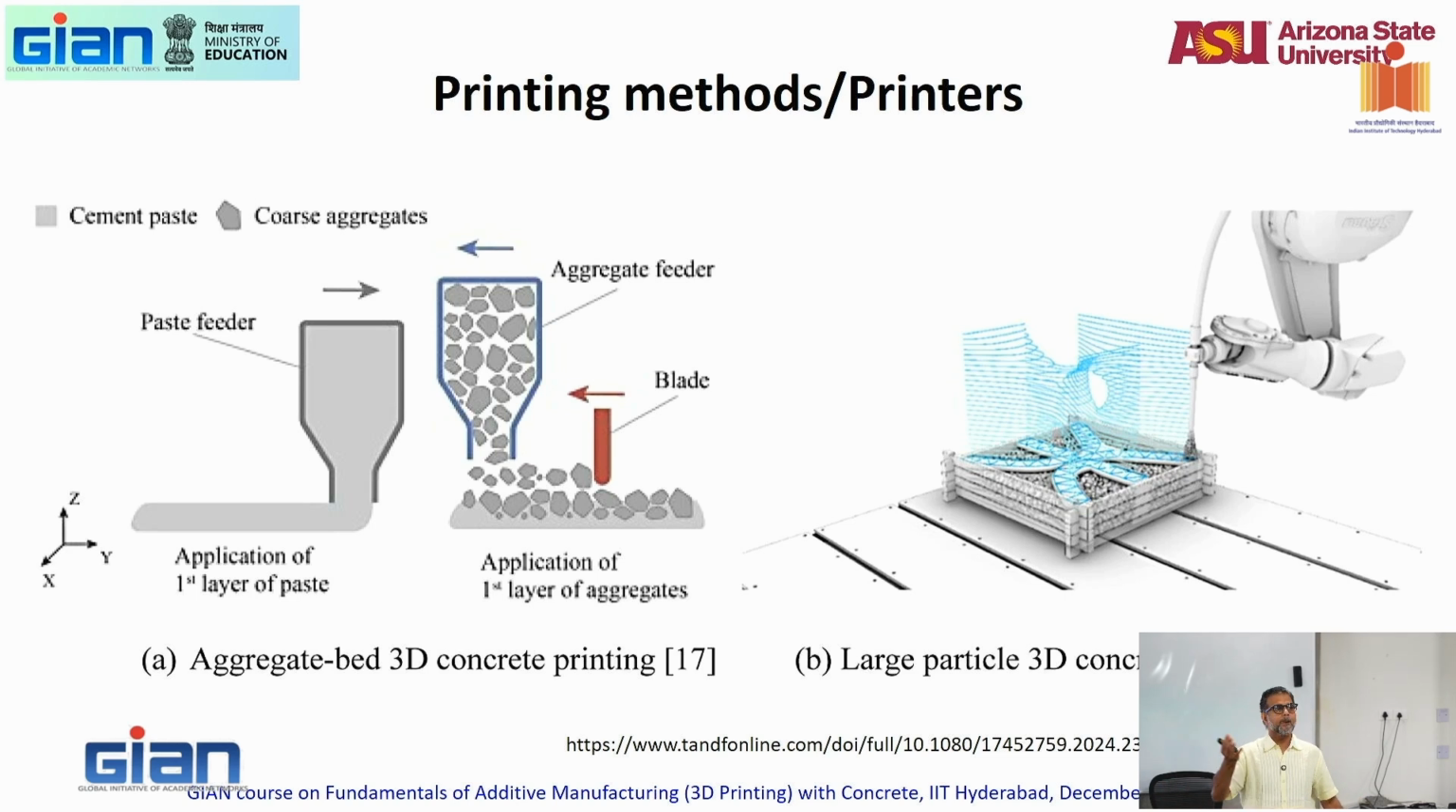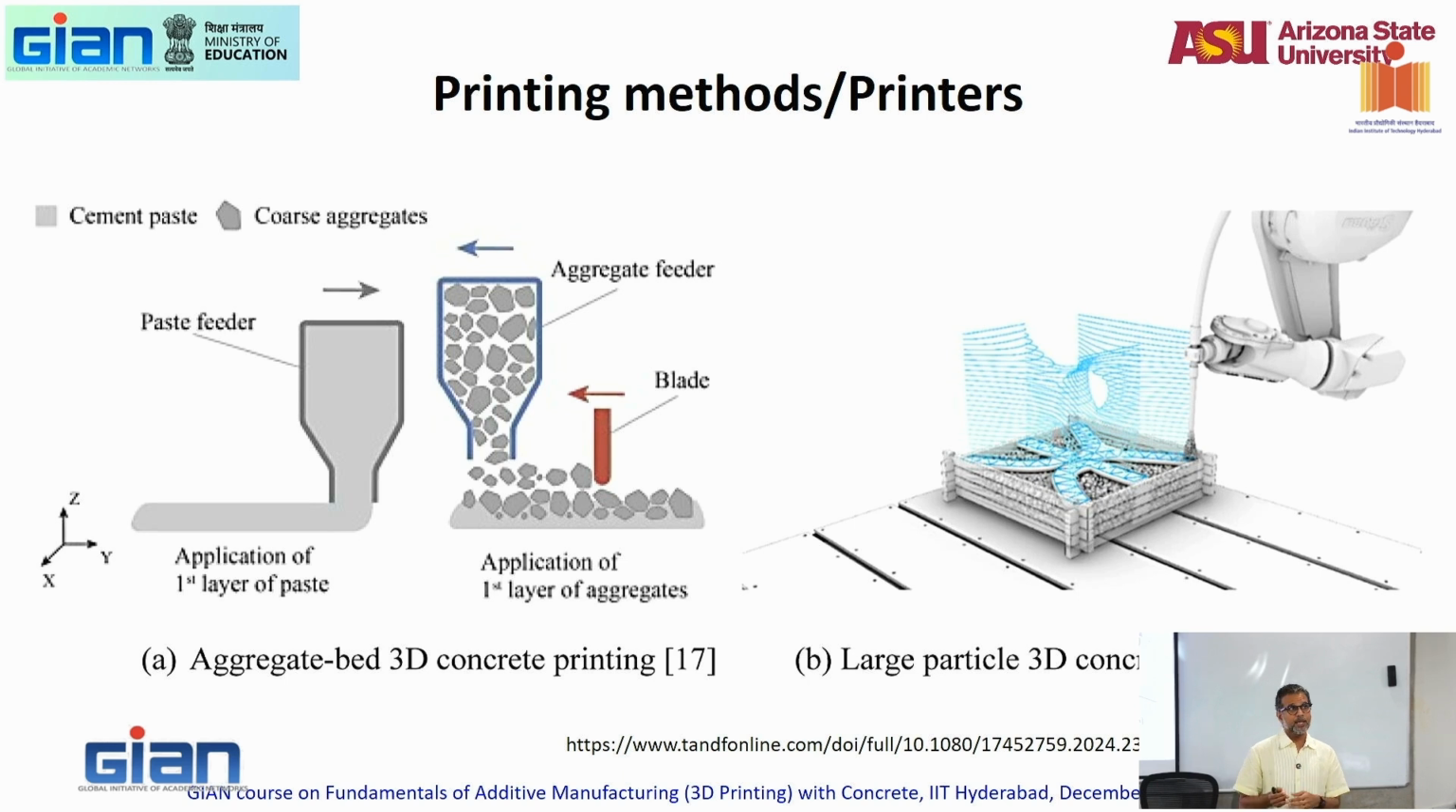And you will see that if you want to print concrete, conventionally we use formwork because concrete is a flowable material. It flows, it doesn't retain its shape, and therefore we need something to contain its shape until it sets and hardens. Now we have the requirement that as soon as it comes out of the nozzle, you want it to be shape stable.